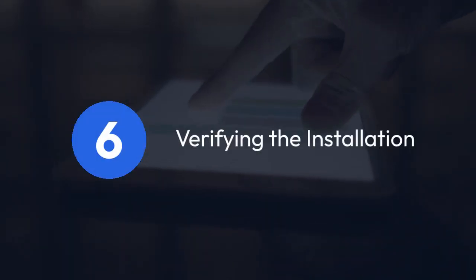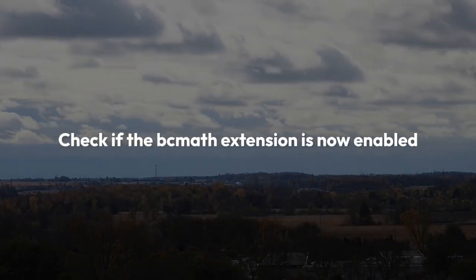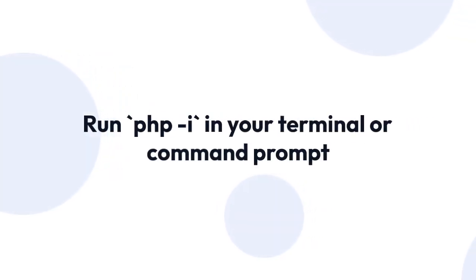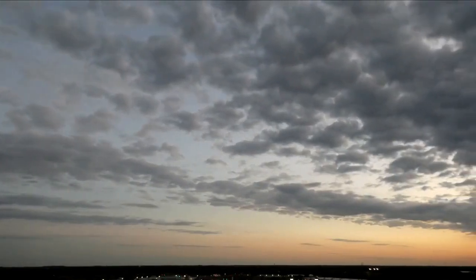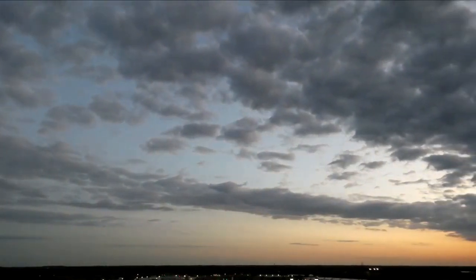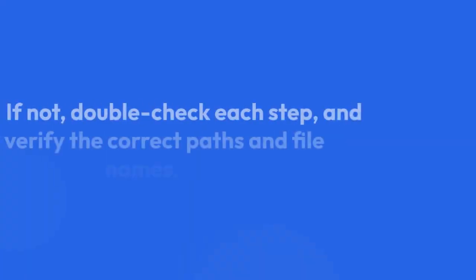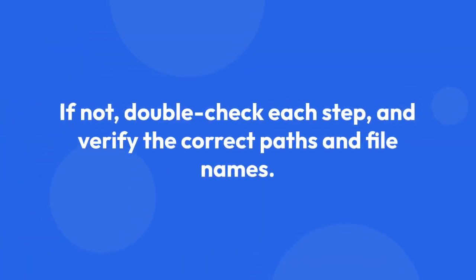6. Verifying the installation. After following these steps, check if the bcmath extension is now enabled. You can do this again by running php -i in your terminal or command prompt. Search the output for bcmath. If it shows up with information on its version, you've successfully installed and enabled it. If not, double-check each step and verify the correct paths and file names.